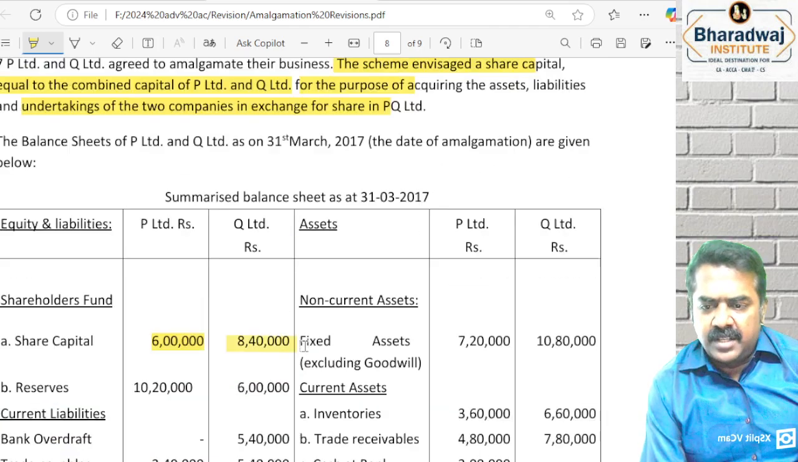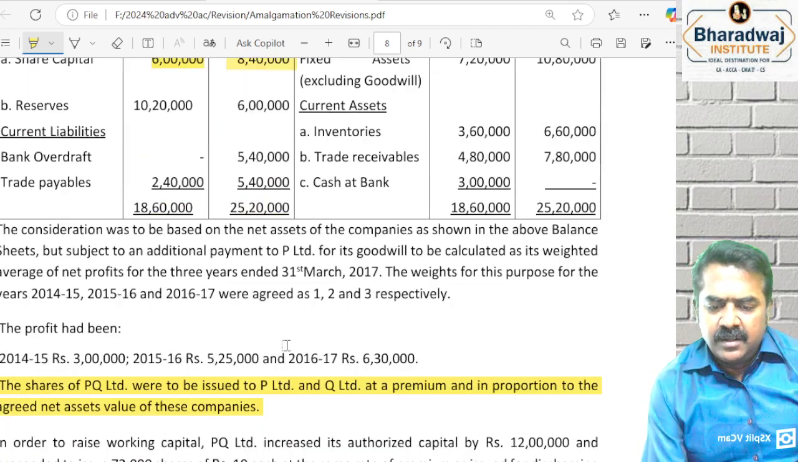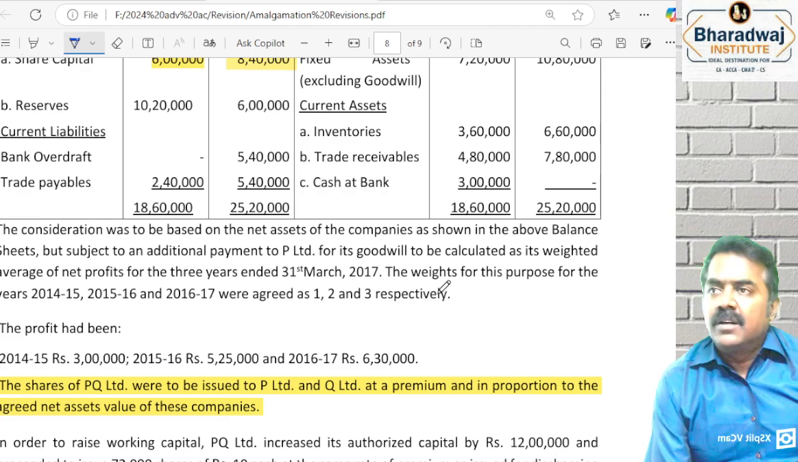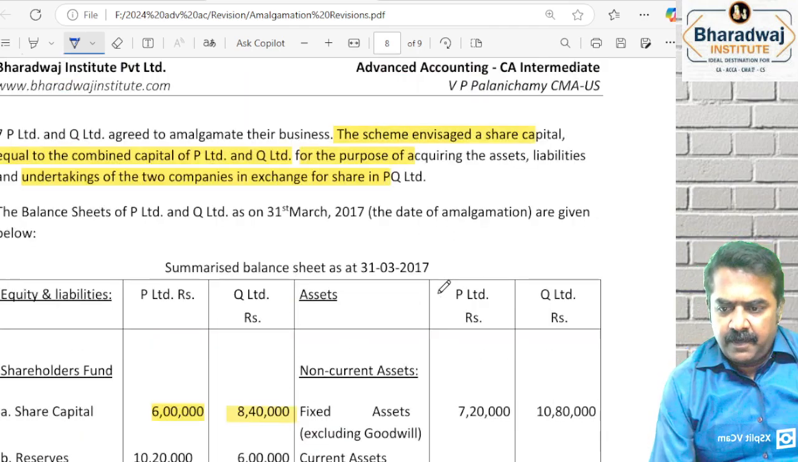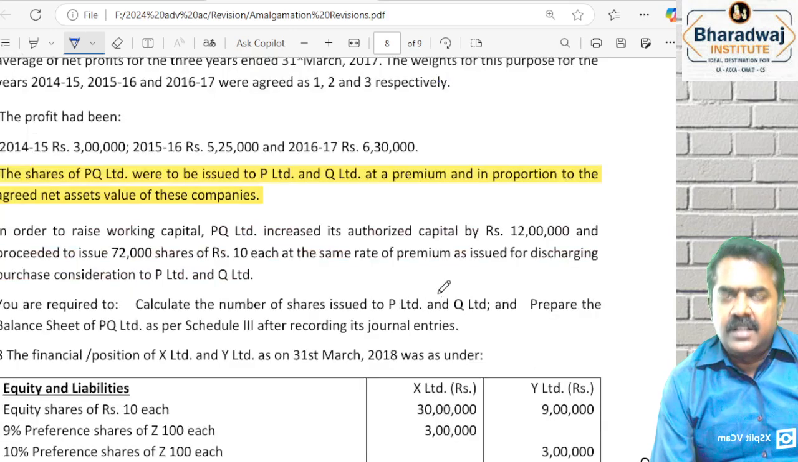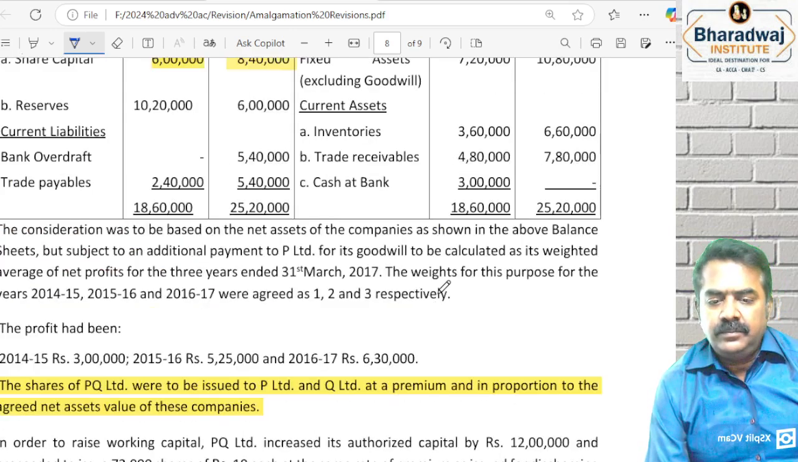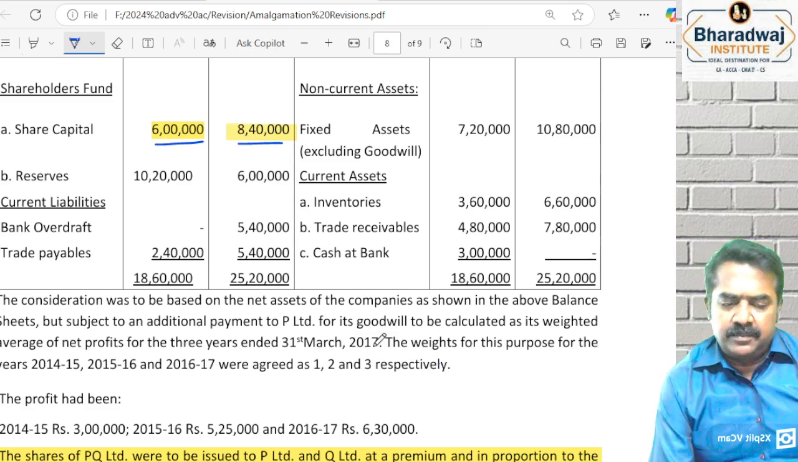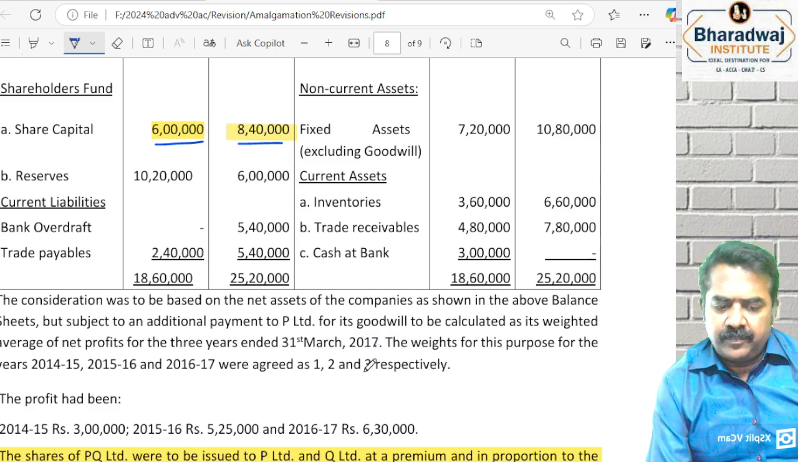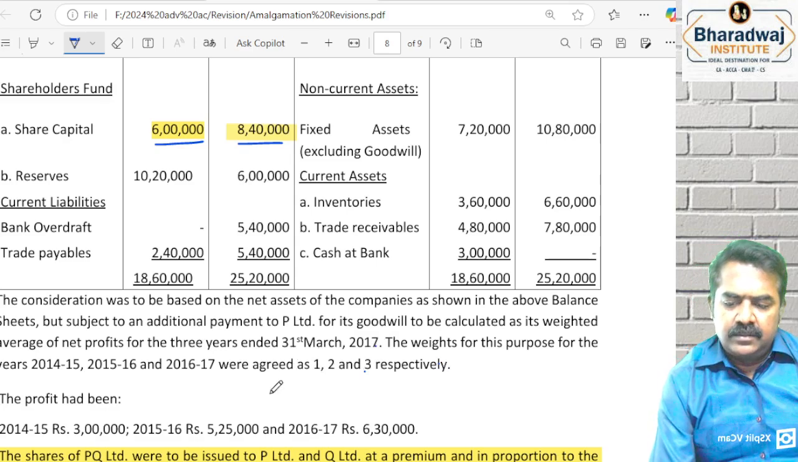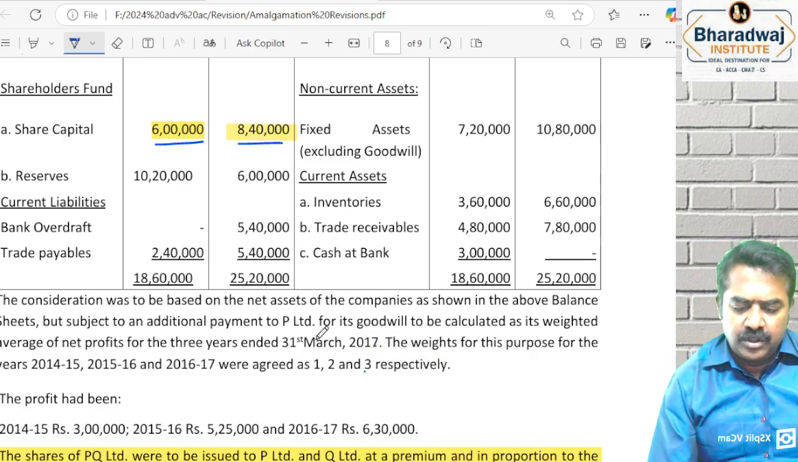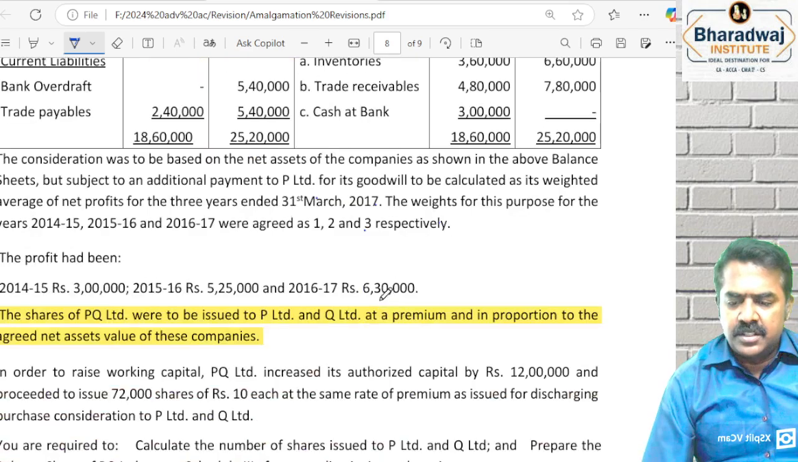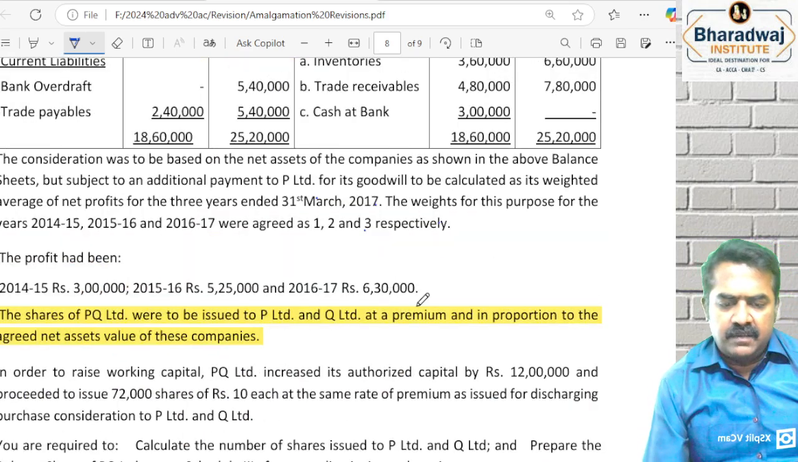Read the full problem once again. It's a fantastic and very good problem. We have to value the goodwill. We have to value which one? Goodwill. Please read the adjustments once again. 14,40,000 would be divided in the ratio of net assets. But goodwill we have to value, include, and share. Go through the adjustments once again, then we'll start solving.